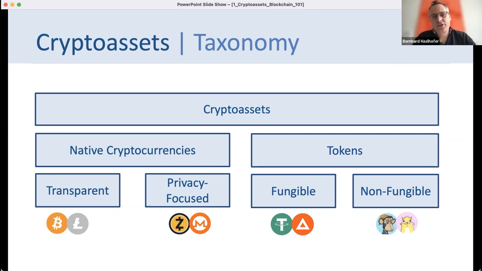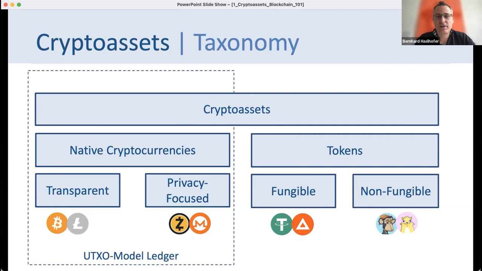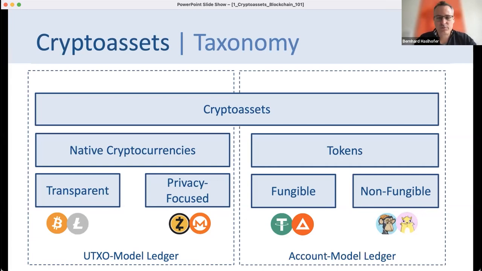Why is this distinction between native cryptocurrencies and tokens important? Because it also has some technical implications. And of course, technical implications also have an influence on the analytics methods that can be applied. So for this reason, it's important to make this distinction. When we look into native cryptocurrencies, they are mostly built on blockchain technology that's basically derived from the design of Bitcoin, and these ledgers are called UTXO model ledgers. On the other side, we have account model ledgers, with Ethereum being the most prominent example. Again, this is important to know, because the analytics methods you can apply really depend on the technology underneath, and we have those two main families at the moment.